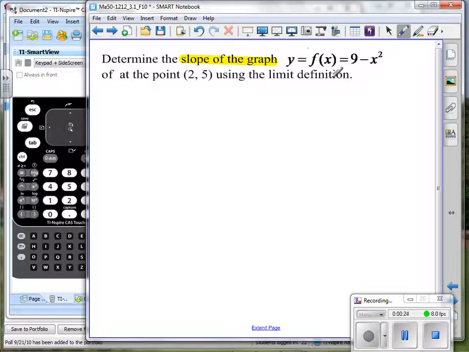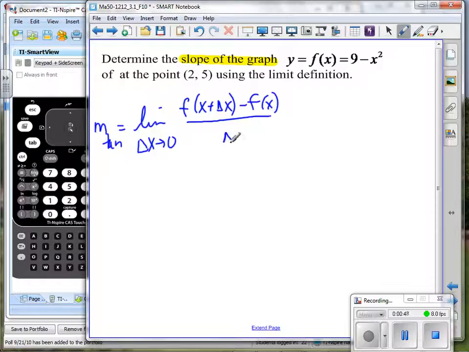Okay, determine the slope of the graph of this function at the point (2, 5) using the limit definition. So we've got the slope of the tangent equals the limit as delta x approaches 0. And again, I can't emphasize enough, write this down every time, every single problem. Just write it down. If you write it down, you're going to have it memorized when you need it. Okay, so the slope of the tangent is the limit as delta x approaches 0.